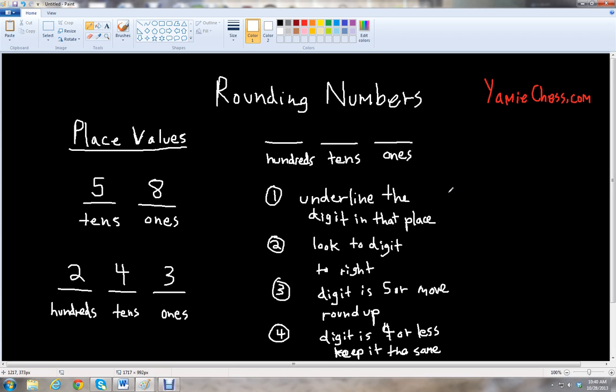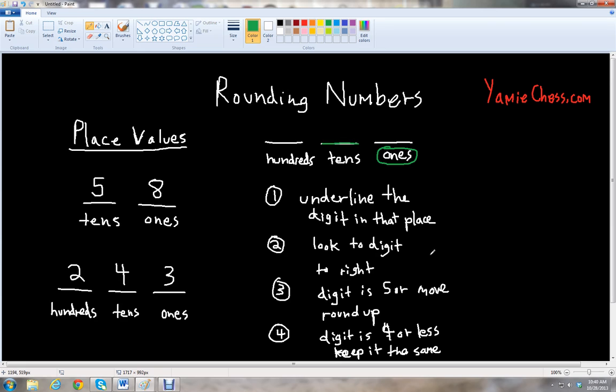So the first rule that we want to talk about is we want to underline the digit in that place that we're rounding to. So, if we were rounding to the nearest 10, for example, we would underline this middle digit right here, the tens place. And then the next rule is that we look at the digit to the right, the ones place. And this will help us determine how we're going to round the number in the tens place.